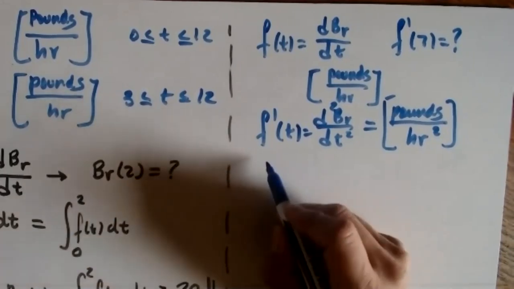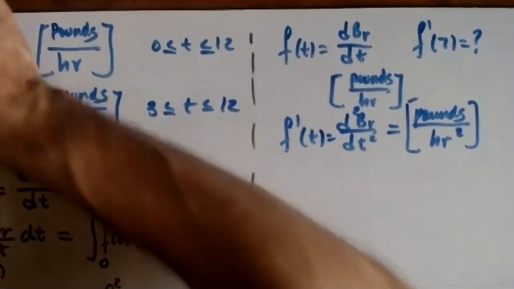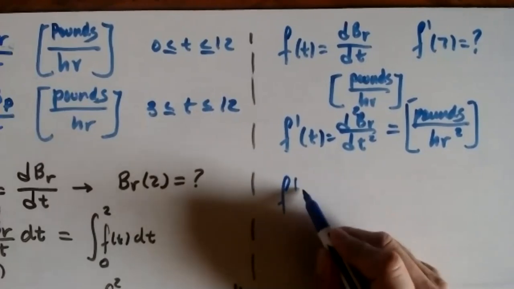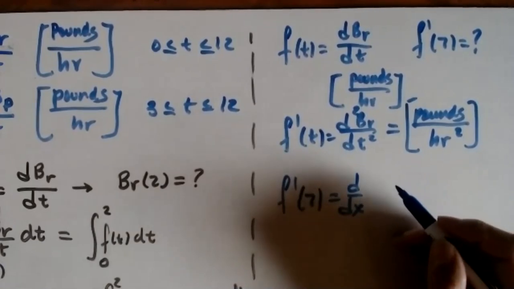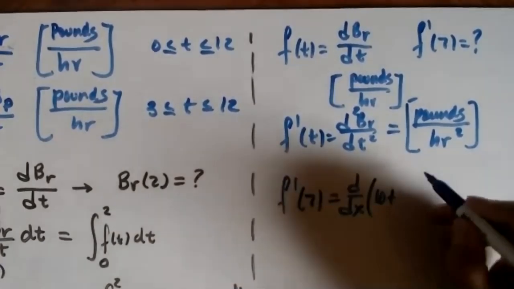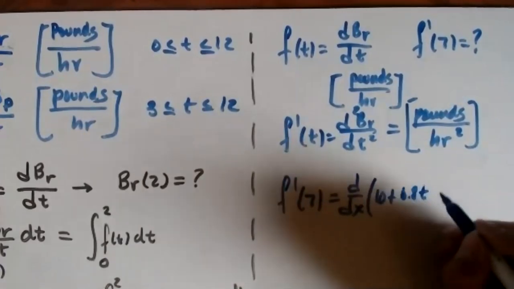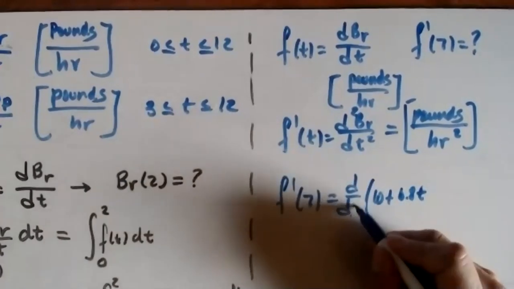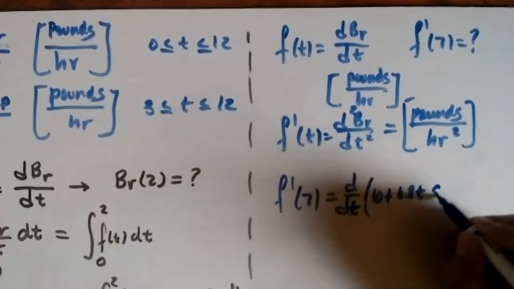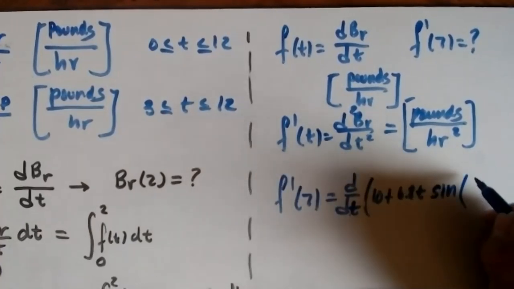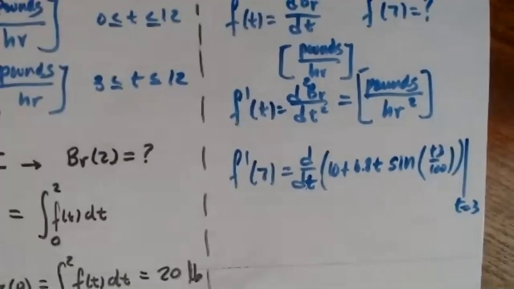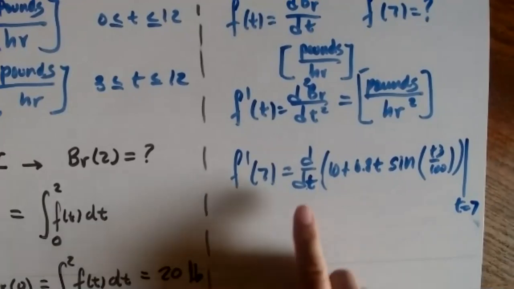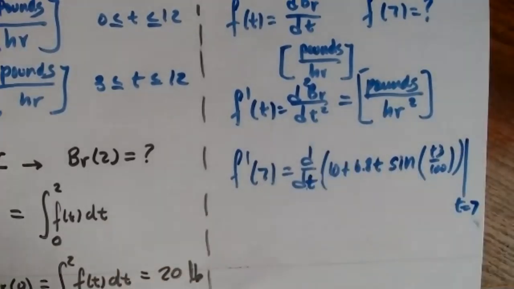Okay, now let's see, how can we get f prime of 7? It is the derivative with respect to t. Technically we have to take the derivative of 10 plus 0.8 t times sine of t cubed over 100, evaluated at t equals 7. So we have to get this derivative. Okay, don't worry.